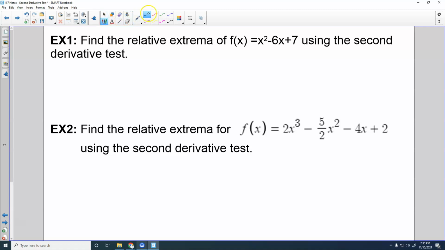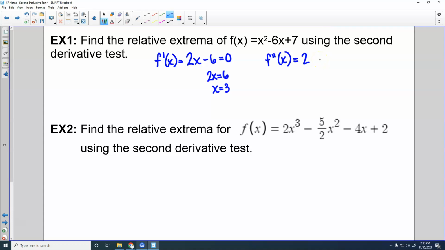Whenever you are finding the relative extrema of this function using the second derivative test, you first have to take the first derivative and find the critical points. So f prime of x here is just going to be 2x minus 6. And then we need critical points, so we're going to set that equal to 0. So 2x equals 6 and x equals 3. So the first part of it is just like it is for the first derivative test. But now, rather than doing a sign line, we want to take the second derivative. In this case, it's not a bad option because this is an easy second derivative, right? What is our second derivative in this case?